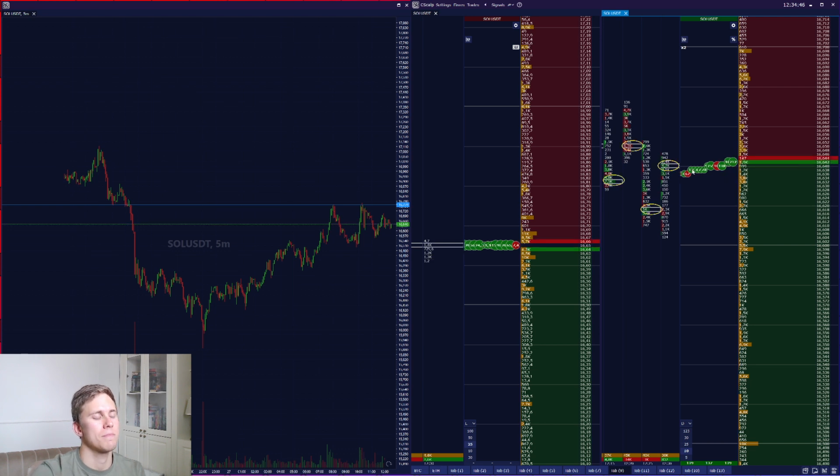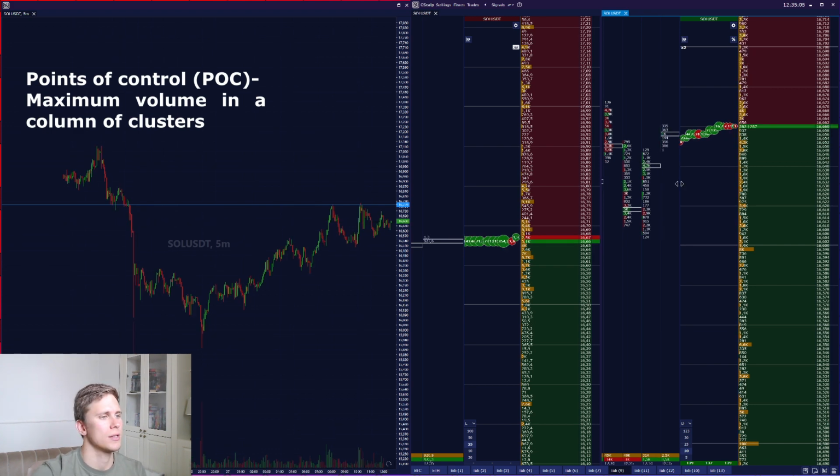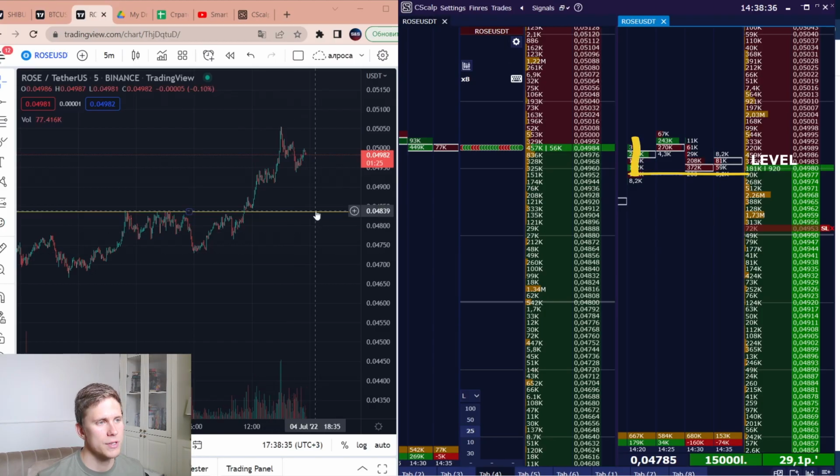Points of control is a maximum volume within 5 minutes. This volume is usually framed with a white color. It could be green or red, it doesn't matter, it just shows the maximum volume. If there is a concentration of points of control in a row, we can perceive this area as a local level. It's the place where participants make collective decisions, opening and closing trades.